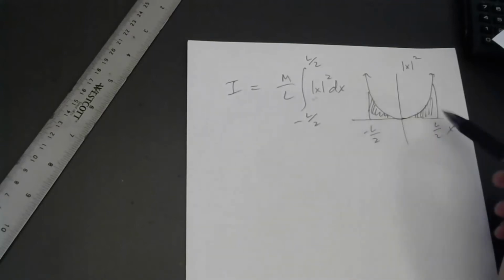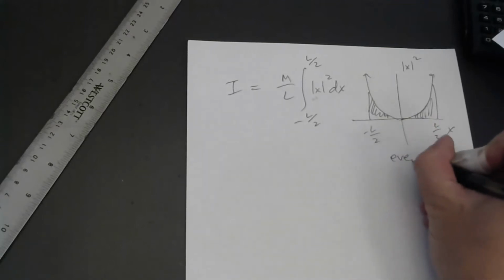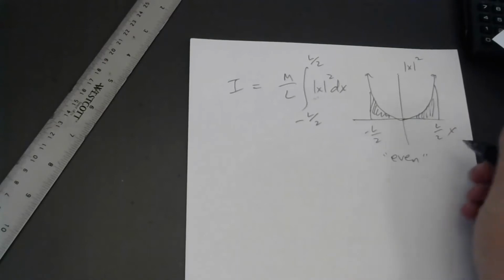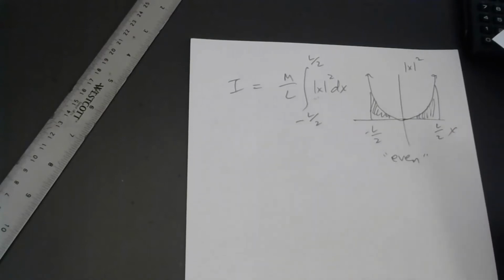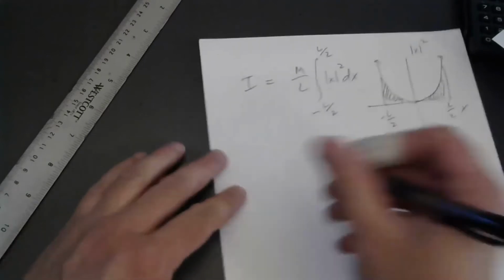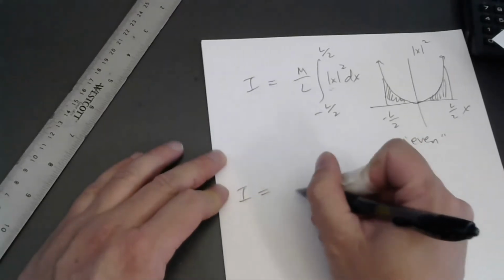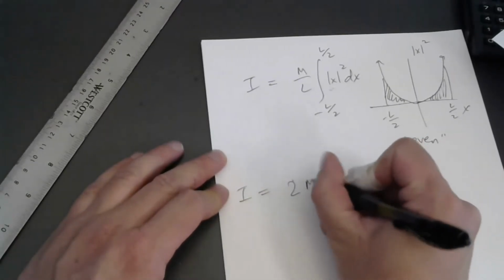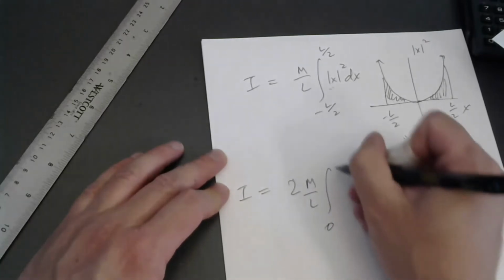Well, since this function is symmetric, that's called an even function, by the way, because even powers of x are even functions. They're symmetric. All we have to do is one side of the integral and then double it. Let's just take the area on this side and double it, and that will be the same as this. So the moment of inertia would be 2 times I'd have to double the integral from 0 to L over 2.